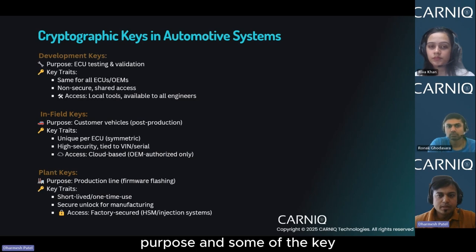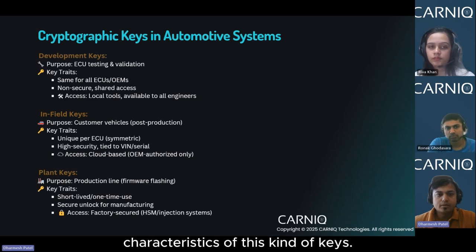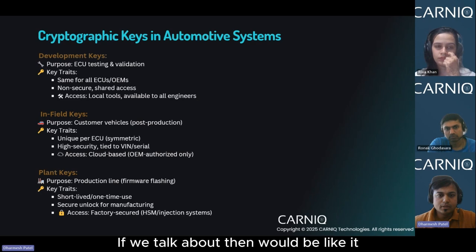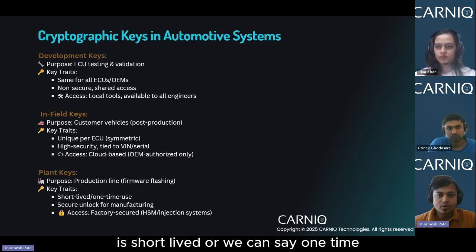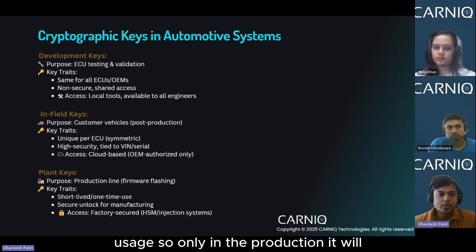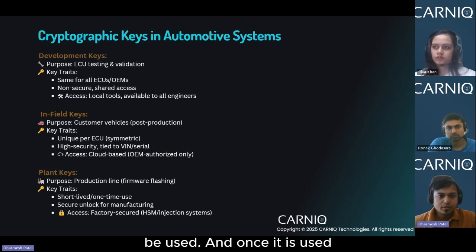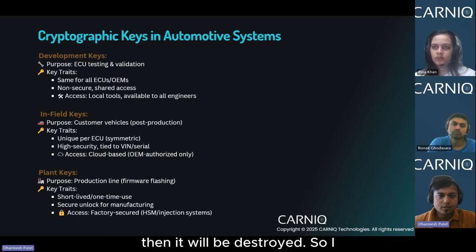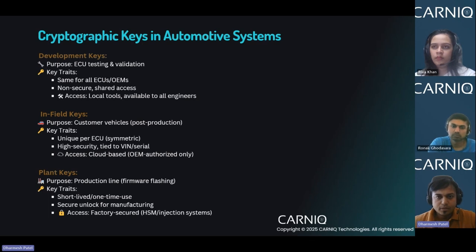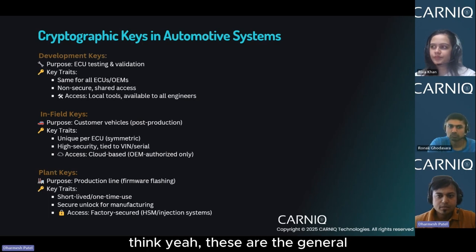And some of the key characteristics of this kind of key: it is short-lived, or we can say one-time usage. So only in production it will be used, and once it is used and the ECU is unlocked for manufacturing, it will be destroyed. So I think, yeah, these are the general different kinds of keys available in the automotive industry.